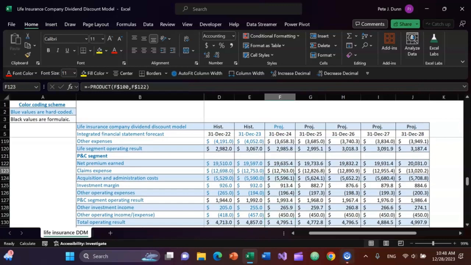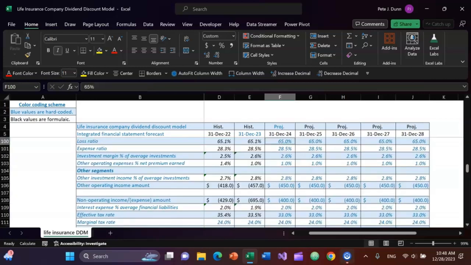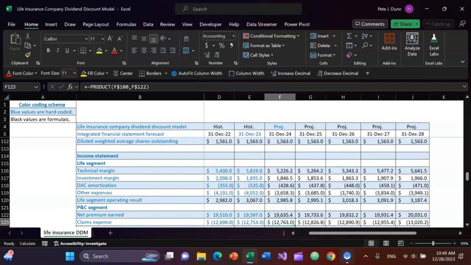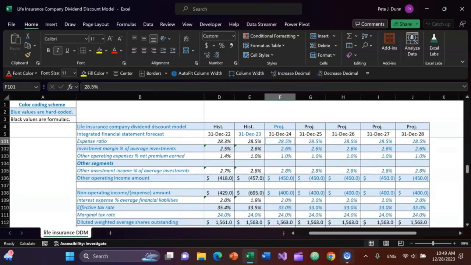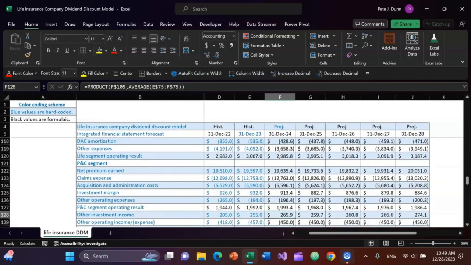Claims expense is based on the loss ratio assumption. So you do control left bracket and you can see that was 65%. F5 enter. Multiplied by net premiums earned. So it's just the negative of net premiums earned times that loss ratio assumption. Acquisition and administrative costs, that's based on net premiums earned times the assumption in row 101, which was our expense ratio of 28.5%. F5 enter to get back.